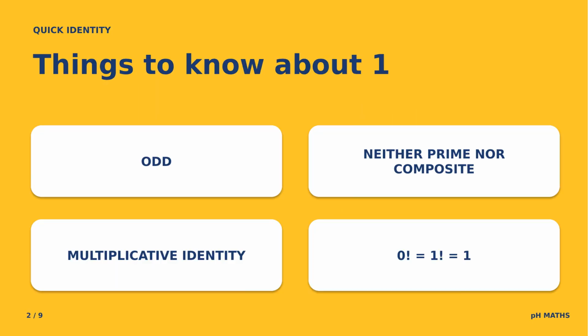Quick identity check. 1 is odd. 1 is neither prime nor composite. It sits in its own special category. We don't call it prime because we want every number to have a unique prime factorization, and if 1 were prime, that would break. 1 is the multiplicative identity. Multiply anything by 1 and that anything stays the same, and both 0 factorial and 1 factorial equal 1.